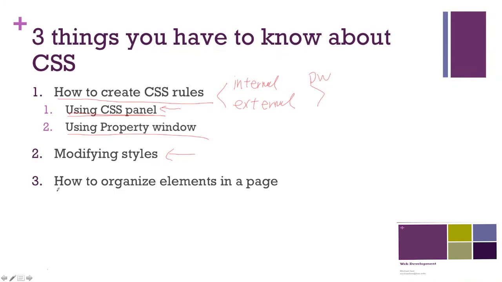And the third is how to organize the elements in a page. You have to know how to organize all your stuff, like your content. When you finish typing all 20 pages of your essay, what you need to do is highlight some portion of it, say the title, and make the title bold and bigger. So, fully utilizing CSS, you have to know how to organize elements in a page.